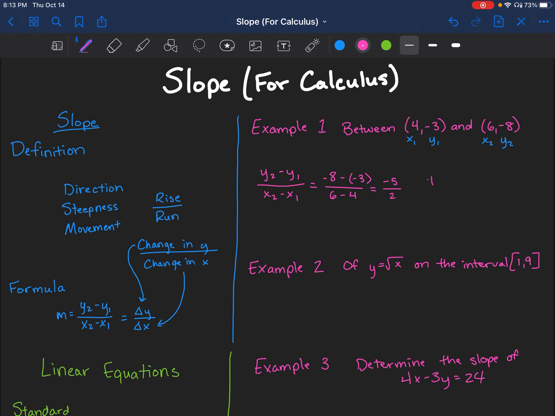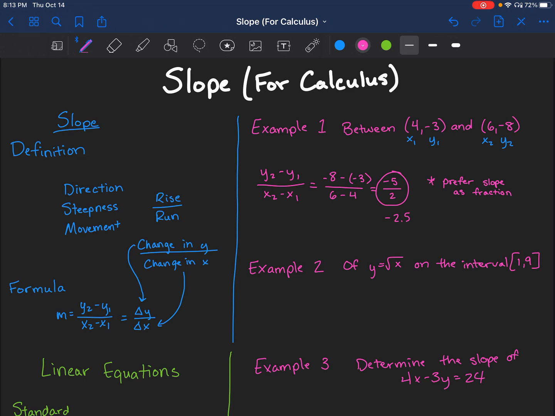I do typically prefer, and I'll write that down, prefer slope to be in fraction form. I'm okay with it being a decimal, but fractions are preferred. That's just generally for me. So that's going to be my final answer, is that negative 5 over 2. I would also accept negative 2.5, but I prefer the negative 5 over 2.